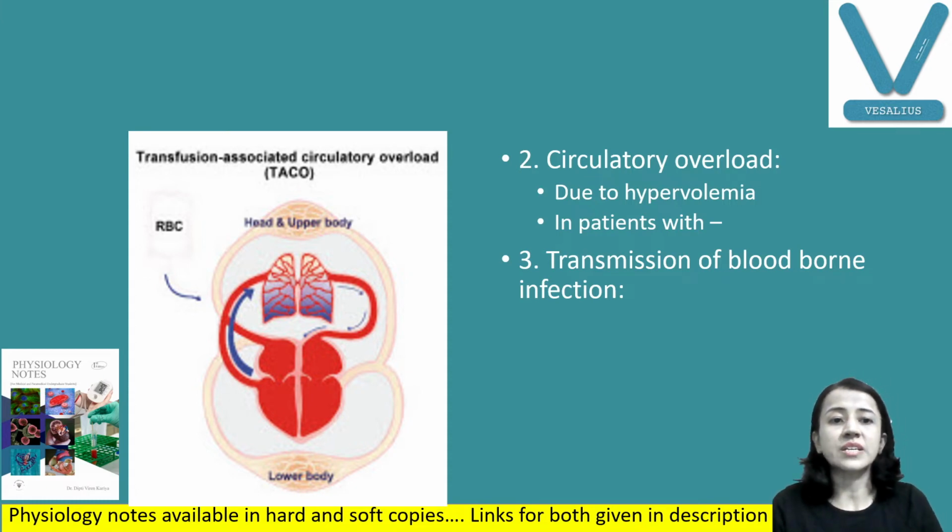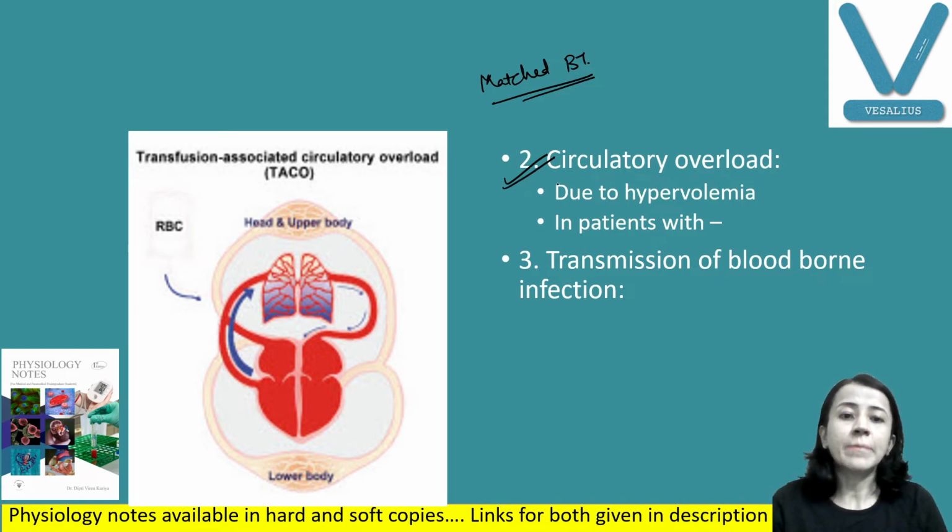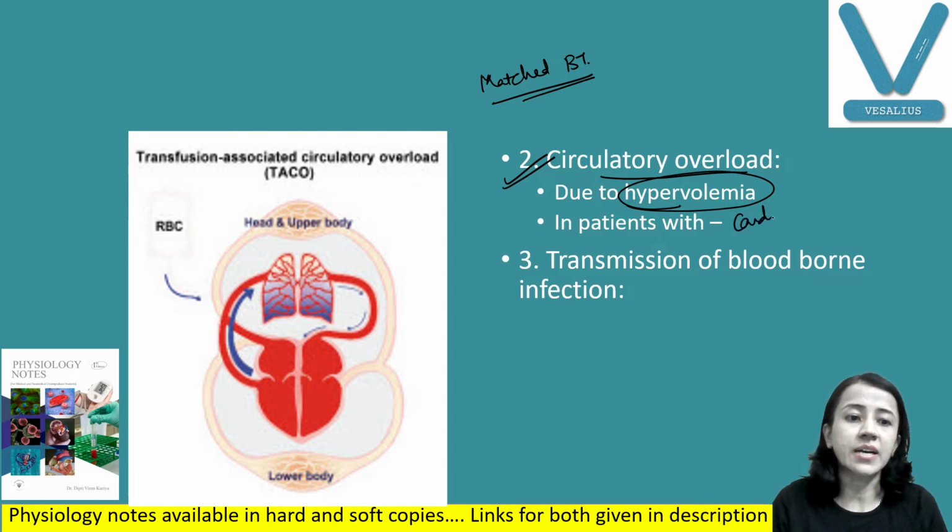Now we will discuss certain reactions because of matched blood transfusion. One is circulatory overload. What happens when a large amount of blood is transfused, that produces circulatory overload, as we have discussed, hypervolemia, and that is found commonly, and that is life threatening in patients of cardiac disease as well as kidney disease, and if the transfusion is rapid, this is more life threatening.